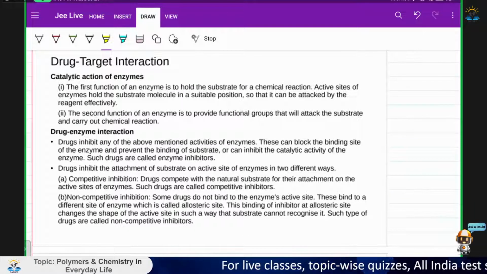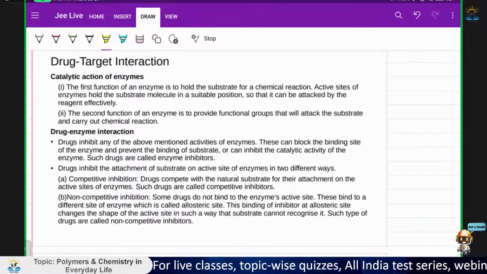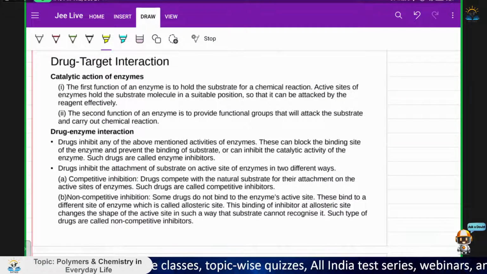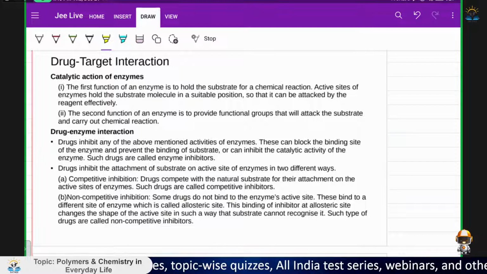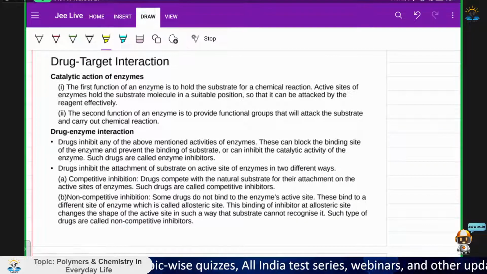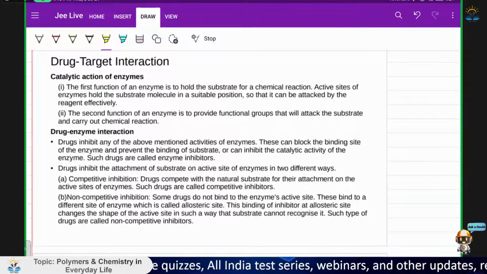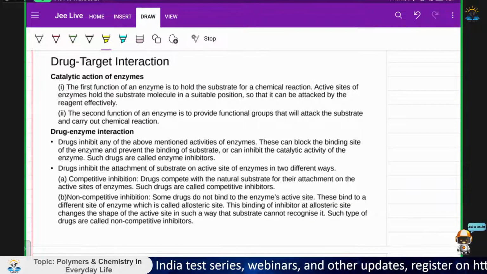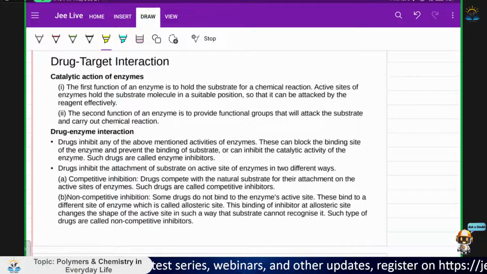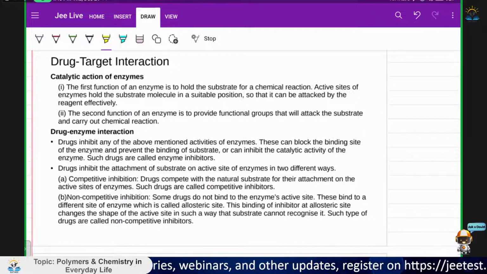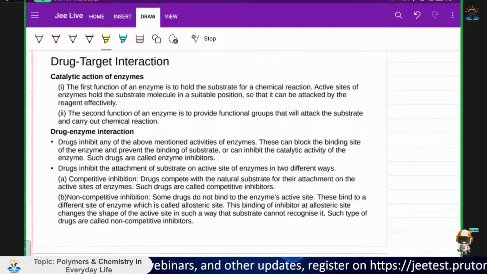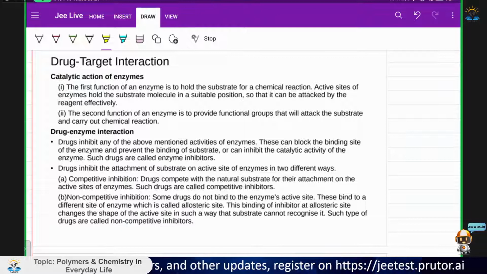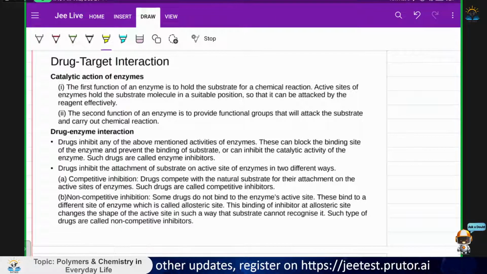So, catalytic action of enzymes. What are enzymes actually? We know in our human body a lot of processes are happening. These processes are essentially a large number of chemical reactions occurring in a coordinated way. For any chemical reaction to happen faster, we need catalysts. In our body, these catalysts are known as what? Enzymes. So what are the actions of enzymes in our body?